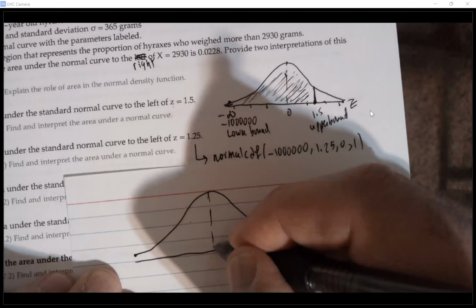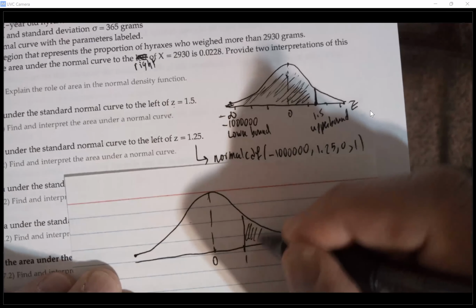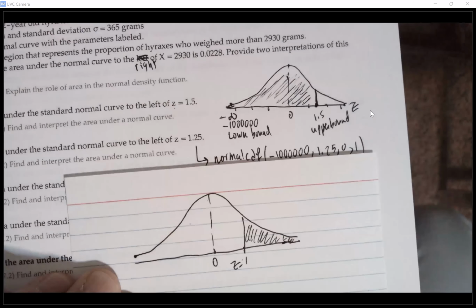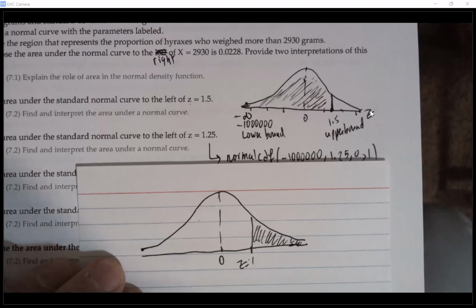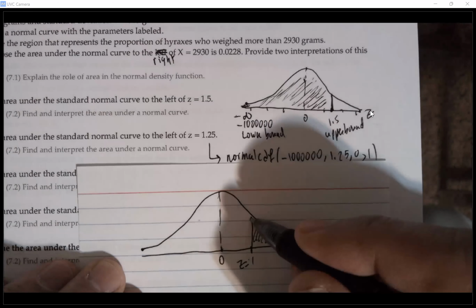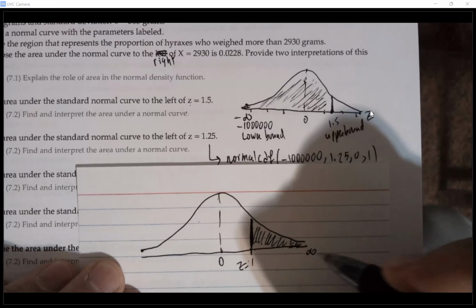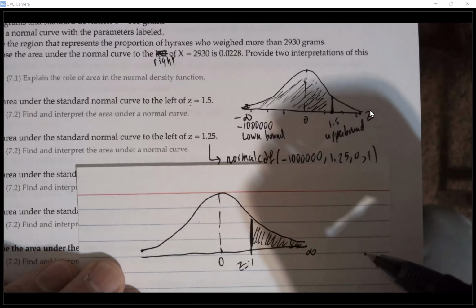This is 0, that's 1, and we need the area to the right of 1. So that's z equals 1. You guys agree with me that this area should be less than 50% because I shaded less than 50%. Okay, the left bound will be 1. The upper bound will be infinity.